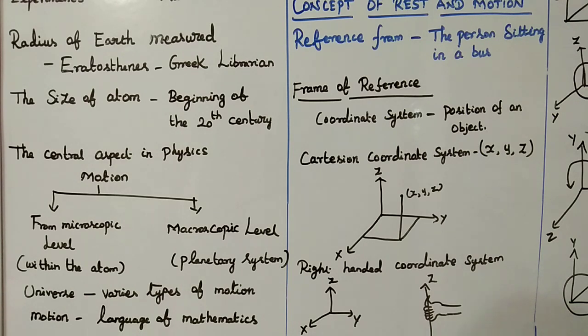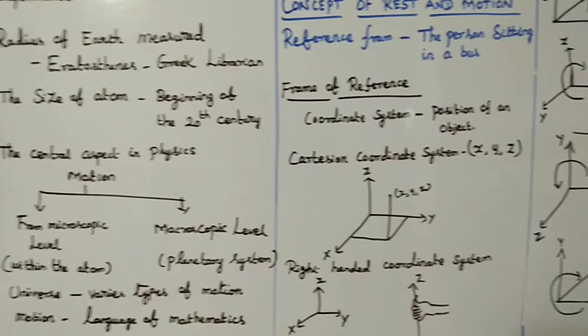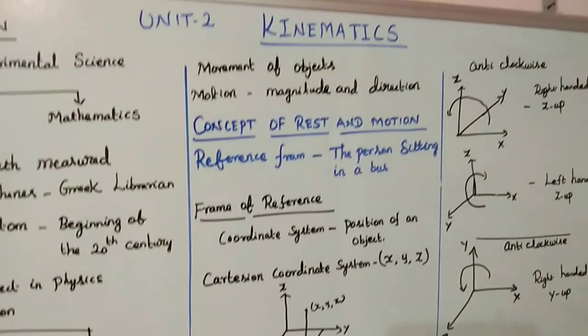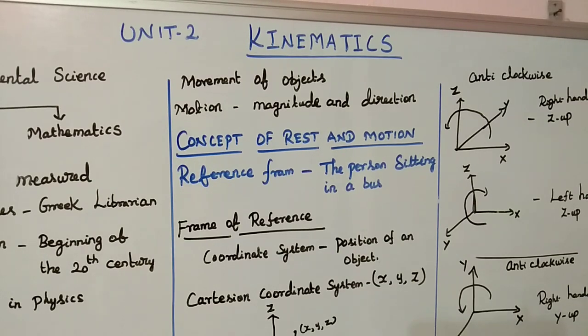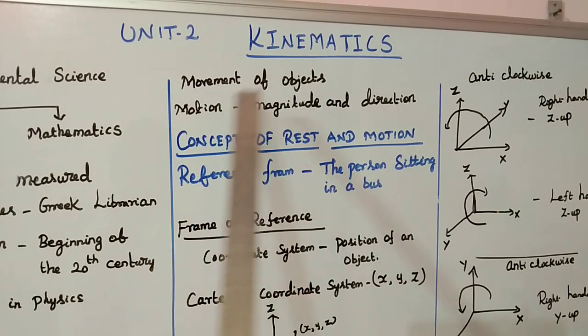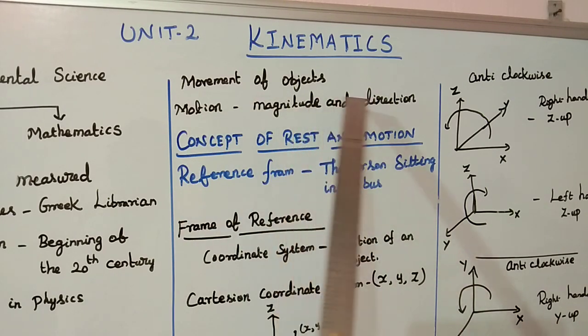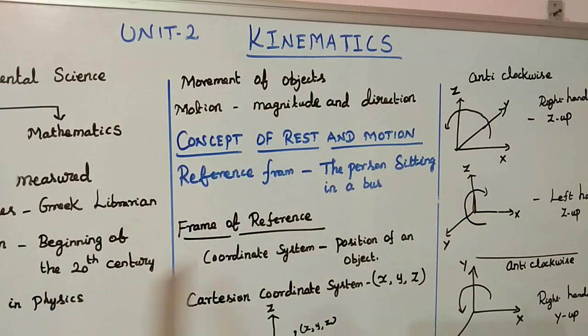Motion is always explained in the language of mathematics. So now we see the movement of an object. First one is motion. Motion is measured by magnitude and direction, so it is a vector quantity.